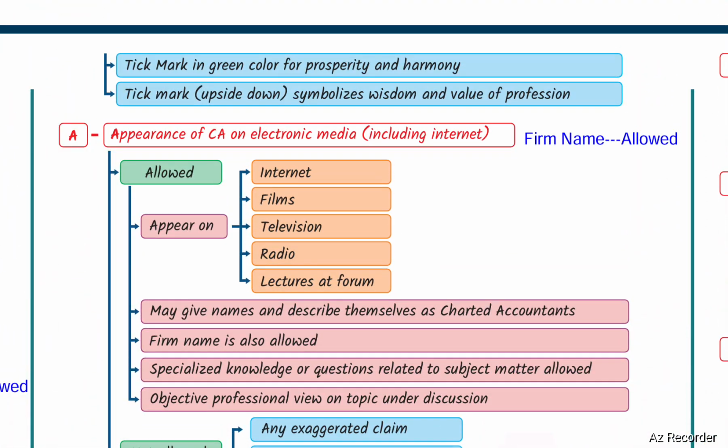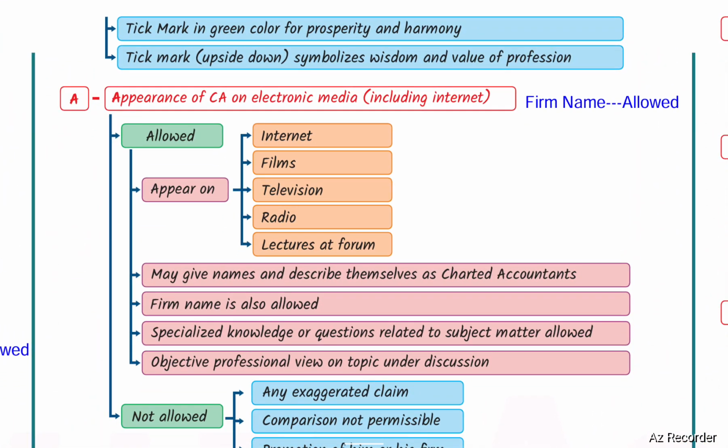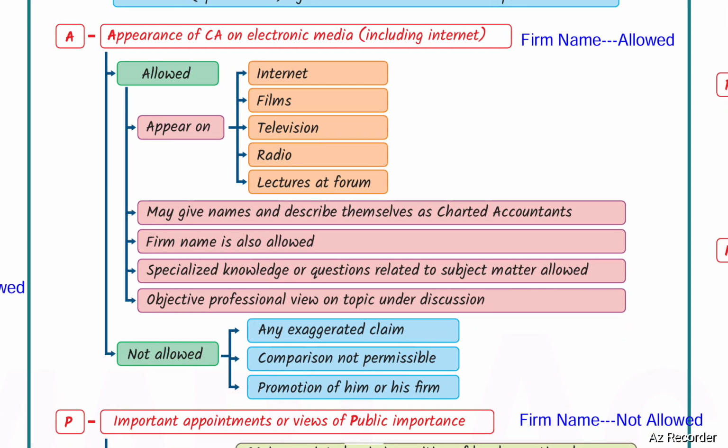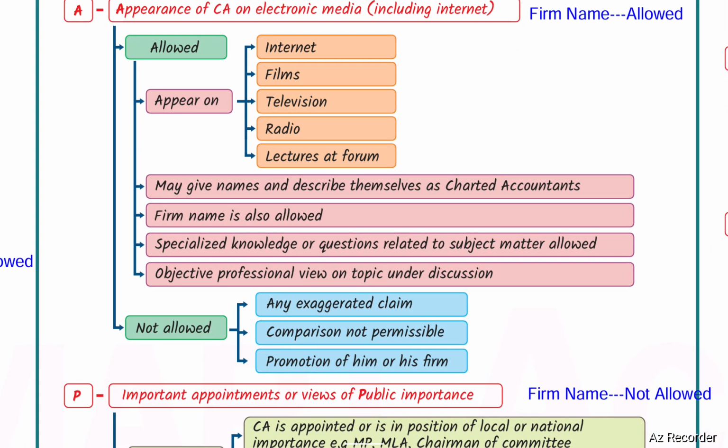Tick mark in green color for prosperity and harmony. Tick mark upside down symbolizes wisdom and value of profession. Next, appearance of CA on electronic media, including internet. Allowed to appear on internet, films, television, radio, lectures at forum. Allowed: may give names and describe themselves as chartered accountants.